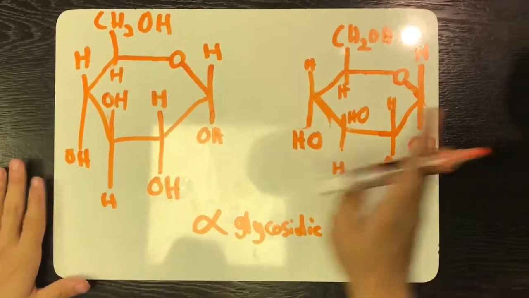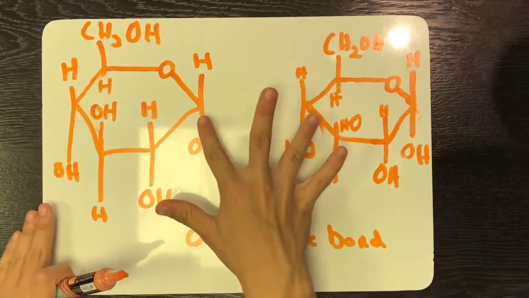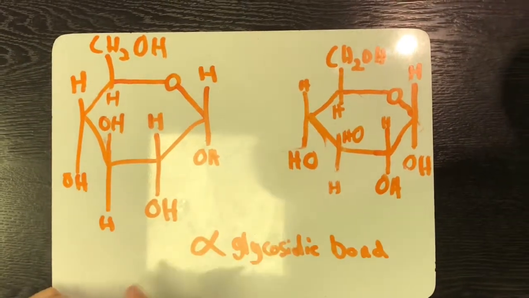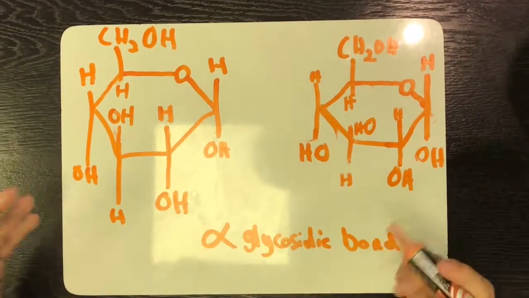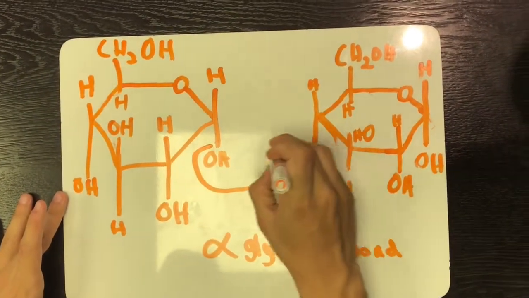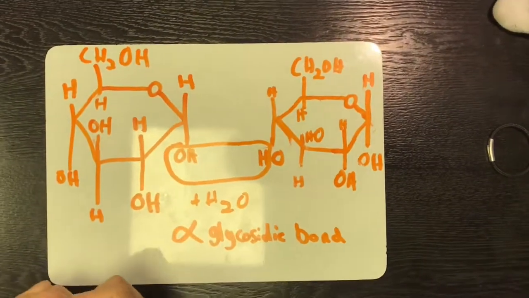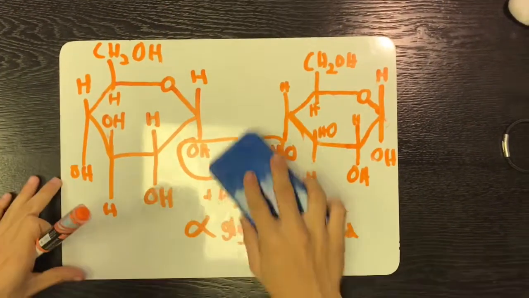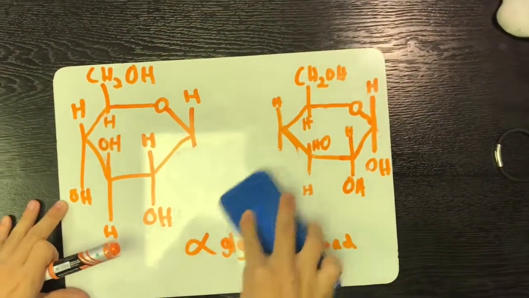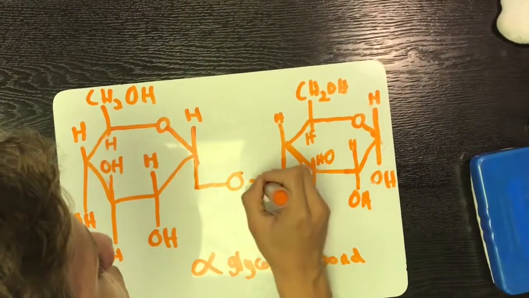Now we'll be talking about the glycosidic bonds that occur between the first and fourth carbon atoms of two different alpha glucose molecules. The most important thing we need to know is that a bond is created when an OH from one molecule and a hydrogen from the other are removed. That's a molecule of H2O, so a molecule of water is removed. And that creates the glycosidic bond between two alpha glucose molecules.